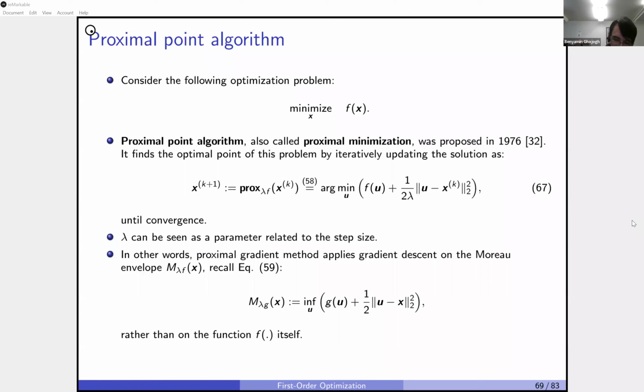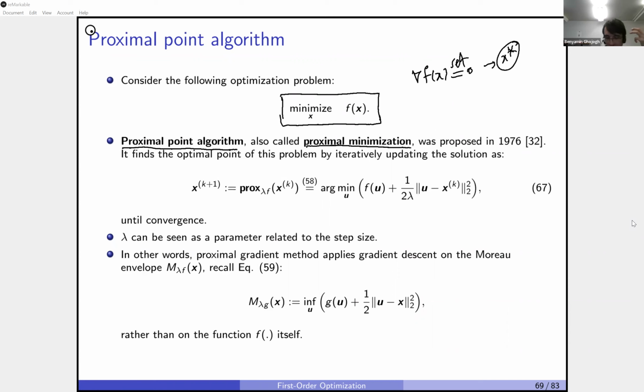So the proximal point algorithm says that assume I have an unconstrained optimization problem, minimize f of x with respect to x, okay? And assume you can't find its solution as a closed form solution. Otherwise, you would say, okay, take the derivative of f of x and set it to 0, and it gives you x star. The same situation that we have in gradient descent. You can't find x star in closed form, therefore we need to do it iteratively in a first order method. And one of the first order methods is the proximal point algorithm, also called proximal minimization, proposed in 1976.